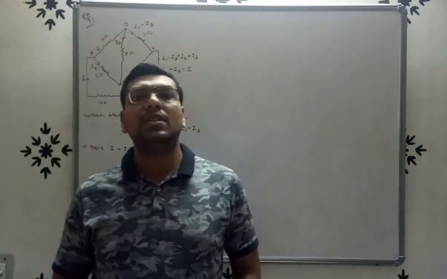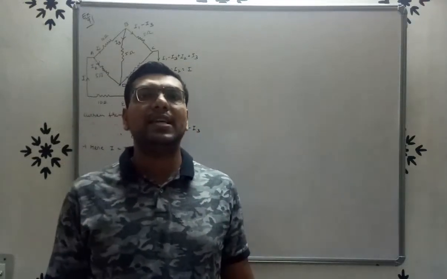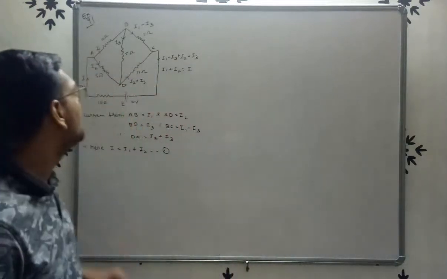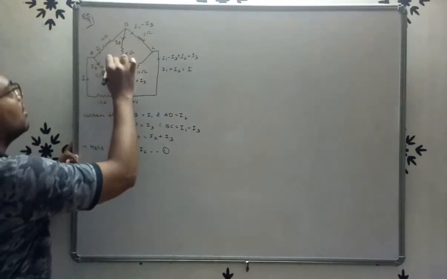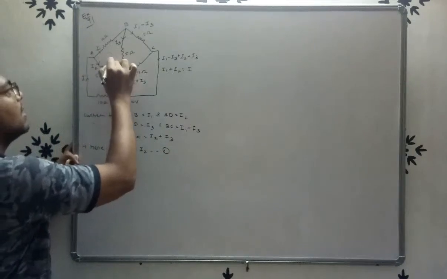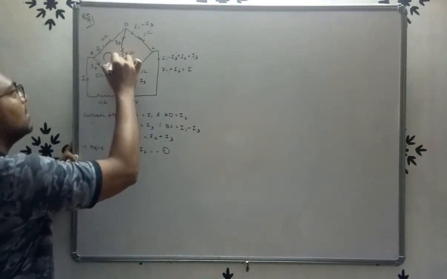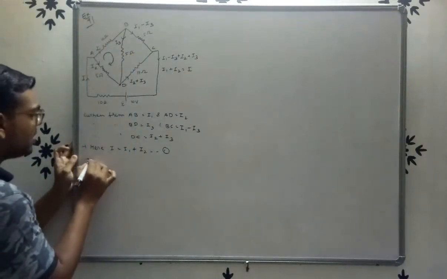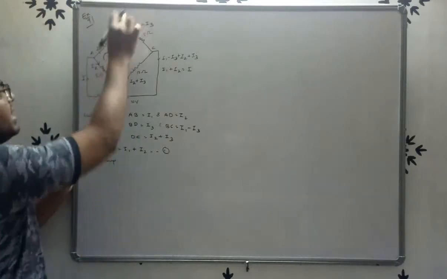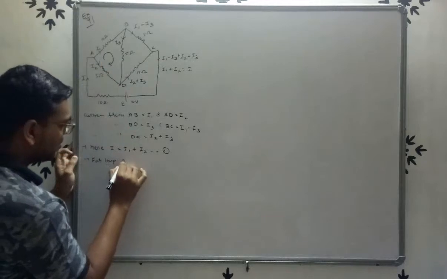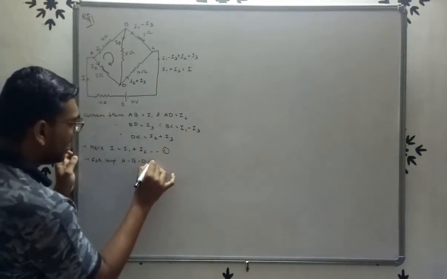So to find out the value of current, we have to apply Kirchhoff's rule. So here we consider clockwise direction like this. Clockwise direction. So the loop will be, for loop A B D A. Right? So A B D A.